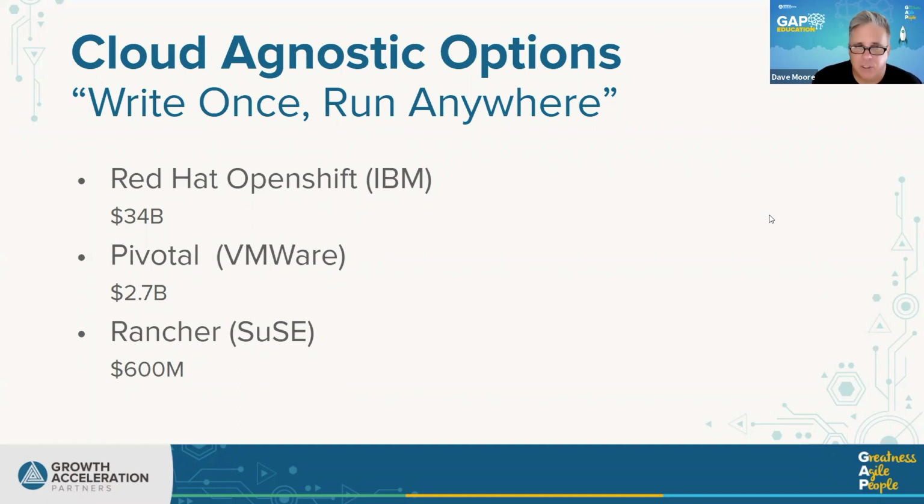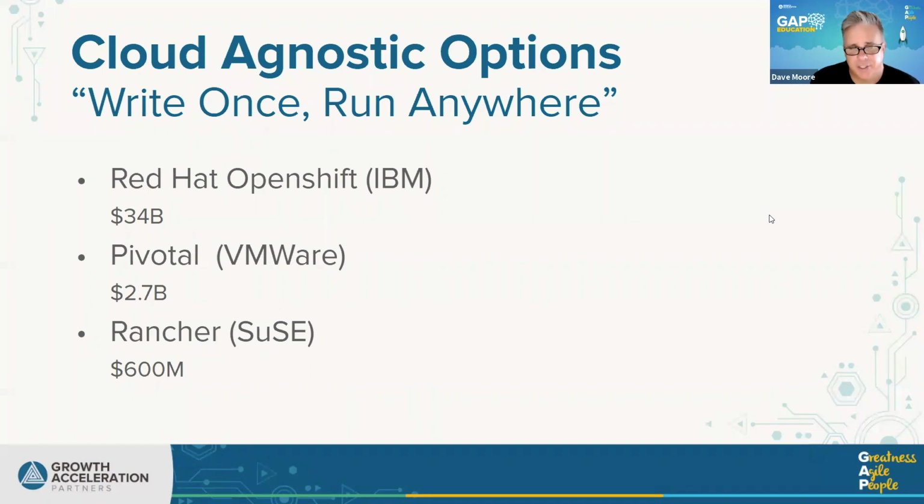Then we have Pivotal. VMware purchased Pivotal about a year ago, I think, for $2.7 billion. So a little bit better deal than OpenShift, but also you can tell how the VM folks at VMware are recognizing that people are going to containers. We need to get a play in this space, and so they bought Pivotal.